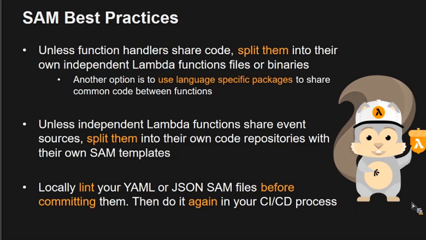However, if they don't share code and they don't share event resources, you actually want to think about those as maybe their own individual nano stacks, if you will, in terms of how small they might be contained. And so in this case, you might just have a single event source, and even as little as a single Lambda function definition being its own repository with its own code, with its own SAM template.